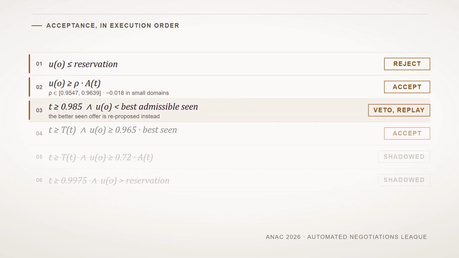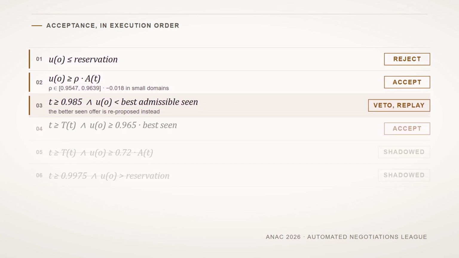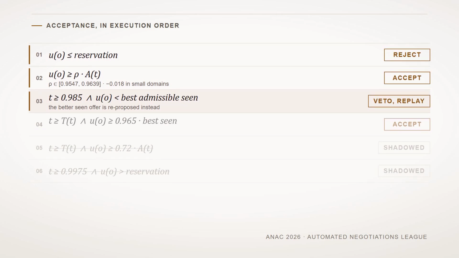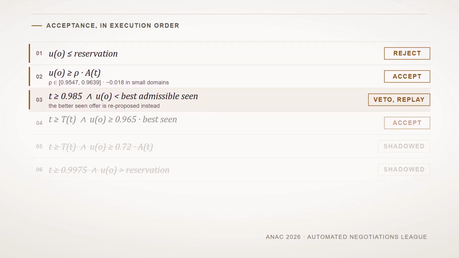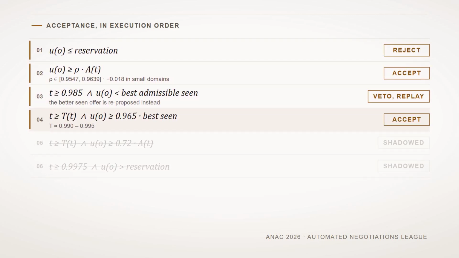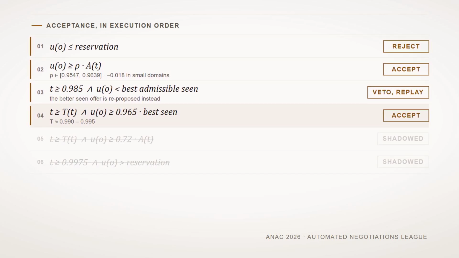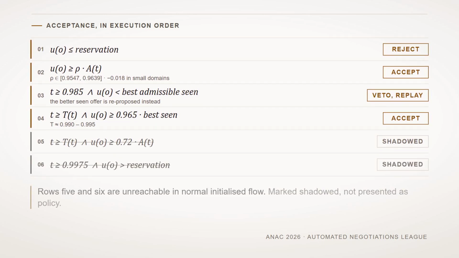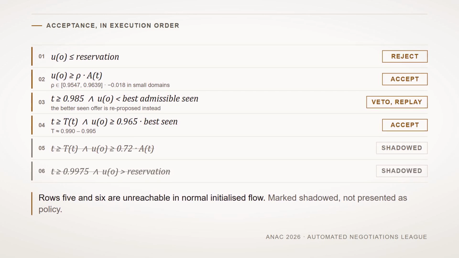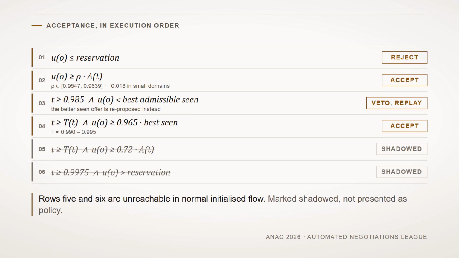If that fails, then from time 0.985, an offer worse than the best one we have already seen is vetoed, and that better offer is replayed instead. At the dynamic threshold near 0.99, anything still surviving is the best seen, or tied with it. The last 2 tests in the source are unreachable in normal flow. We mark them shadowed rather than present them as policy.